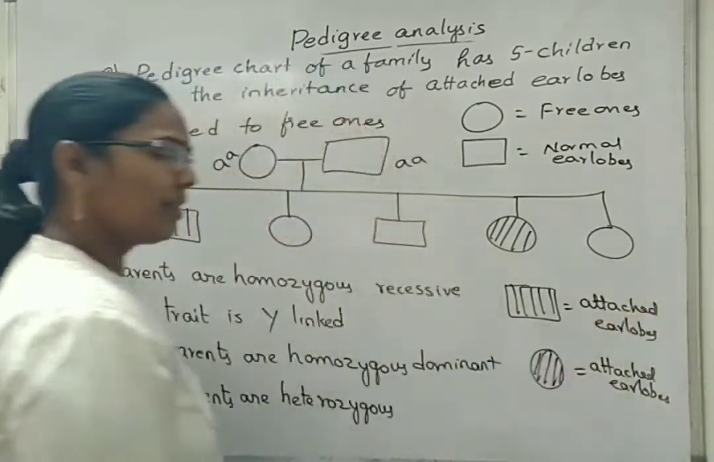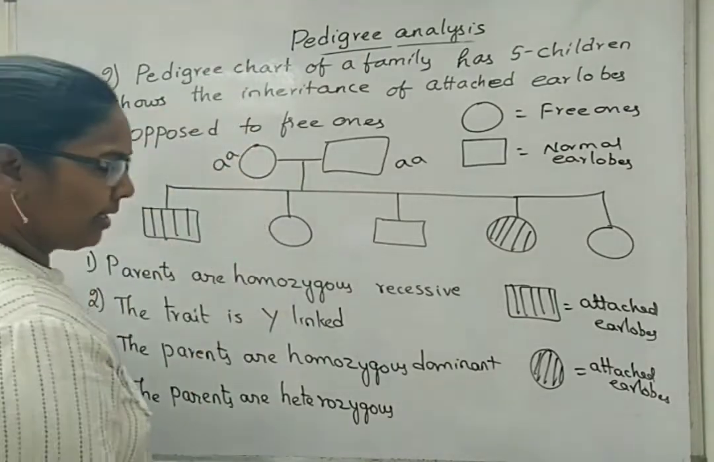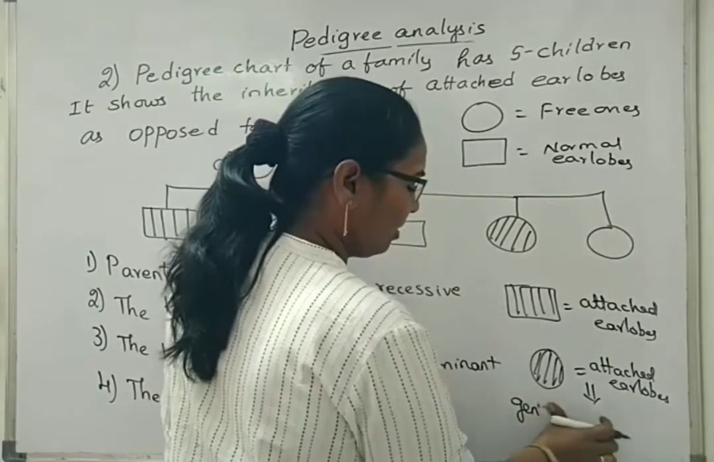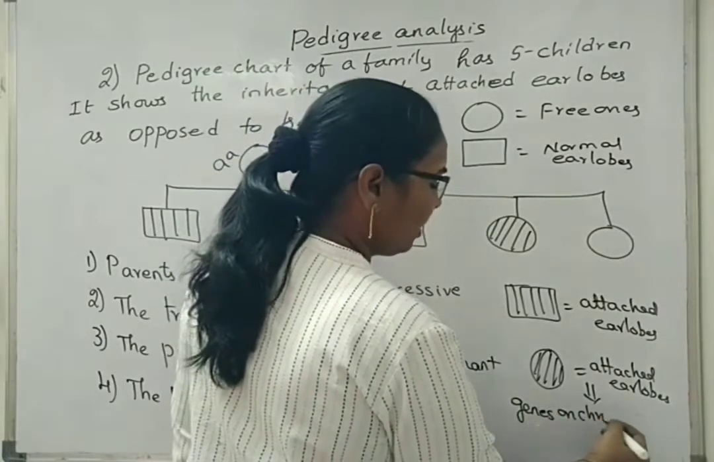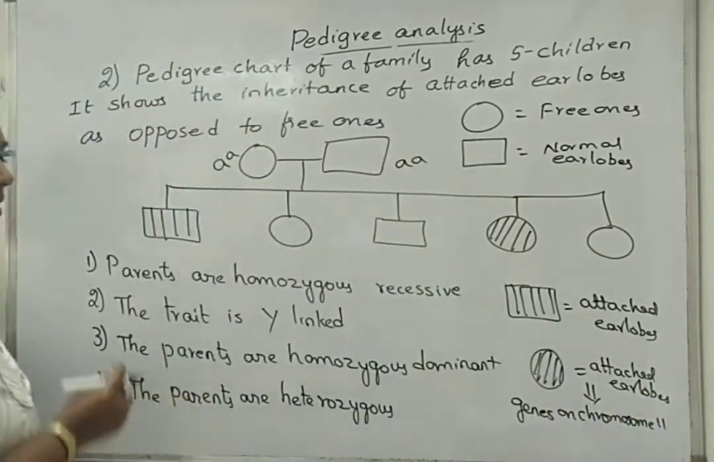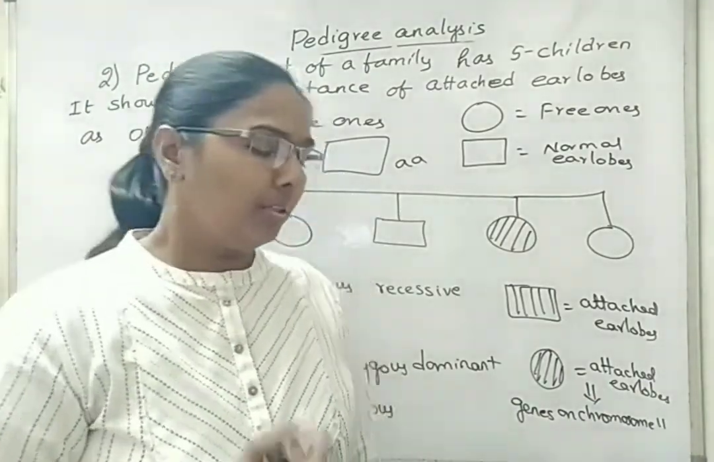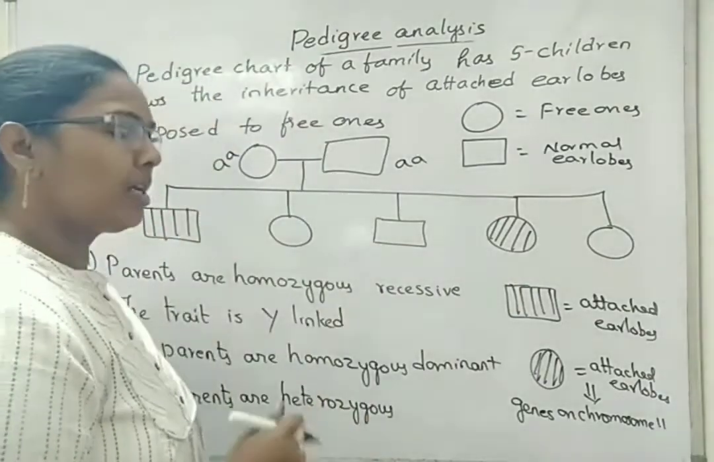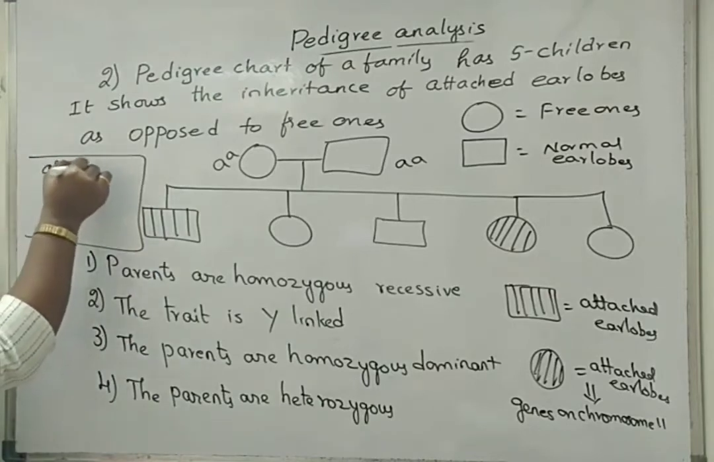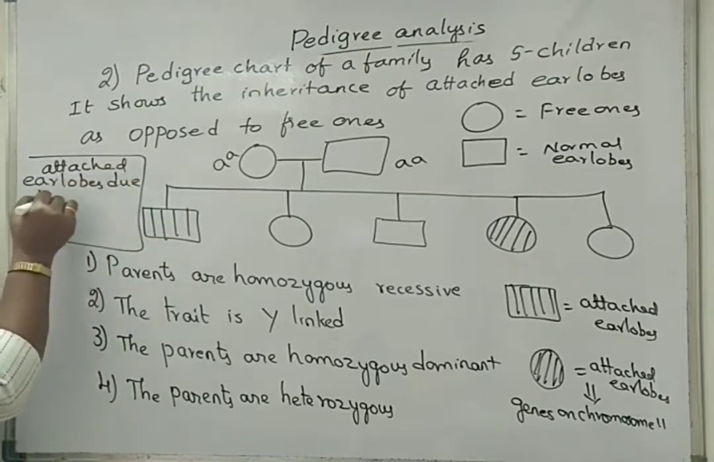Now, the genes that are responsible for attached earlobes are located on, where shall we write that? Attached earlobes, the genes are located on chromosome 11. Now, normal unattached earlobes are majorly due to the dominant genes. Attached earlobes are due to recessive genes. But I will write here, attached earlobes due to dominant genes.